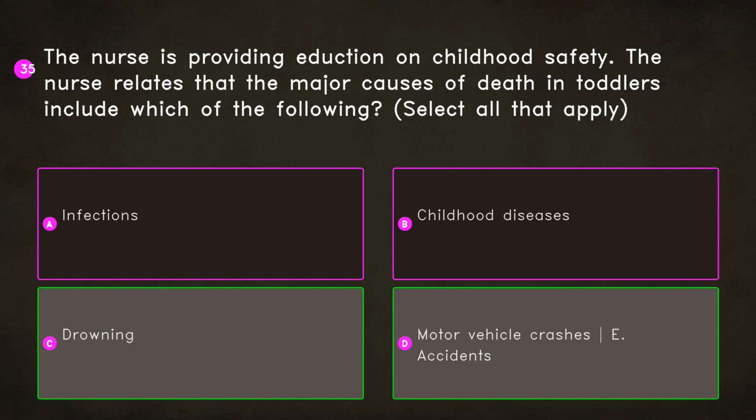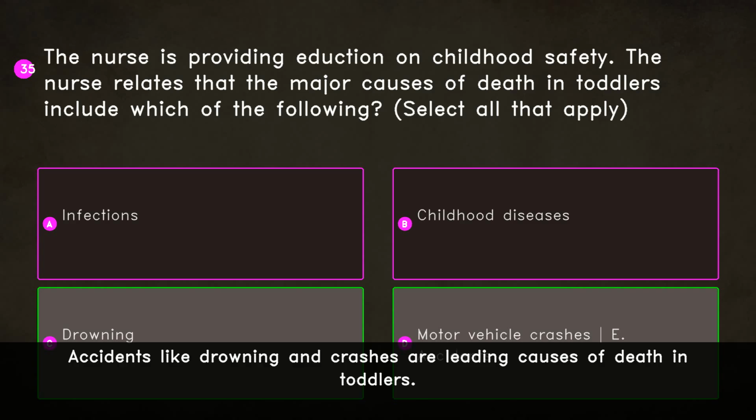The correct answer is drowning, motor vehicle crashes, and E. Accidents. Accidents like drowning and crashes are leading causes of death in toddlers.